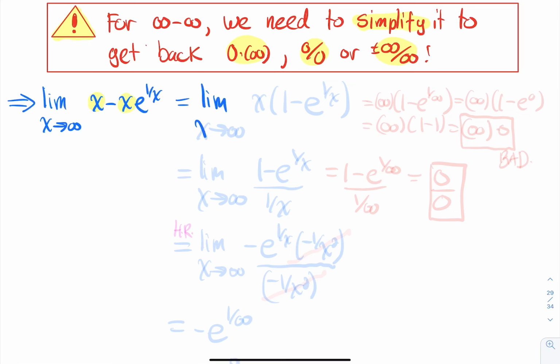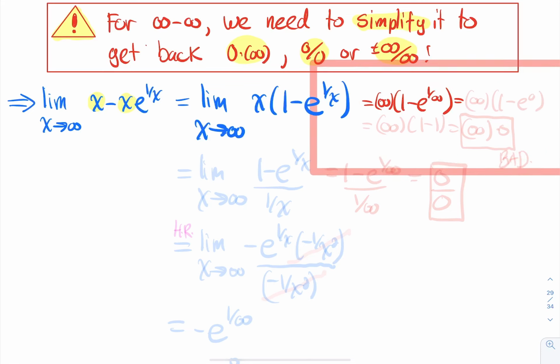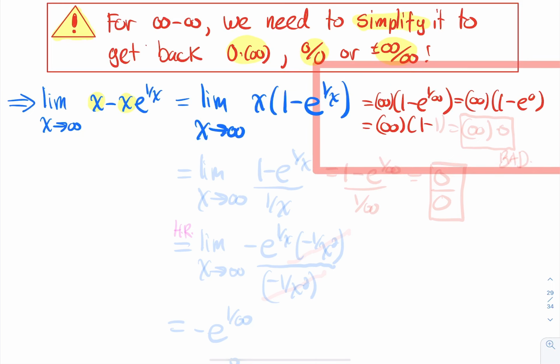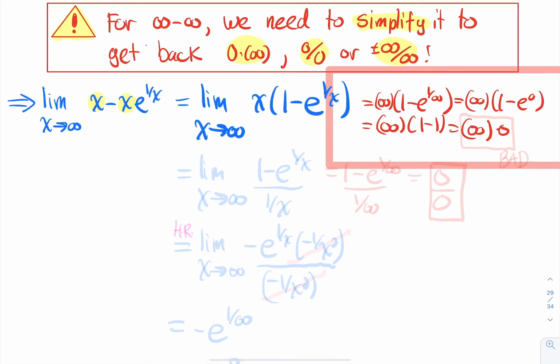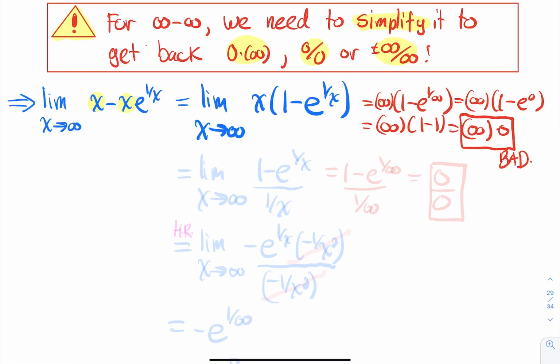Anyway, so I'm going to factor that x out. So this is the same as the limit as x goes to infinity of x multiplying 1 minus e to the power 1 over x. So now what happens if you replace x by infinity? You're going to get infinity times 1 minus e to the power 1 over infinity. E to the power of 1 over infinity is e to the 0. So you're going to get infinity times 1 minus e to the power 0, which is 1 minus 1. And 1 minus 1 is of course 0. And infinity times 0 is still bad. So we're still in deep trouble.